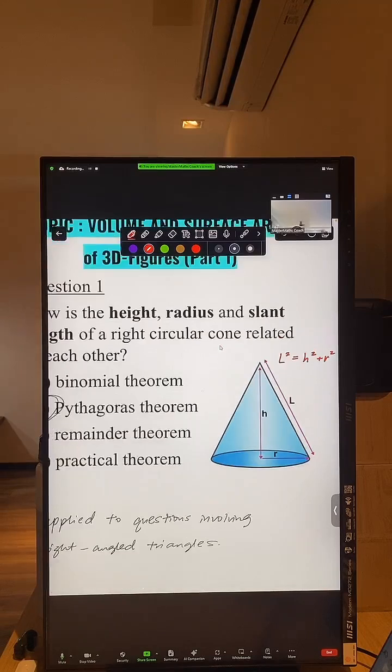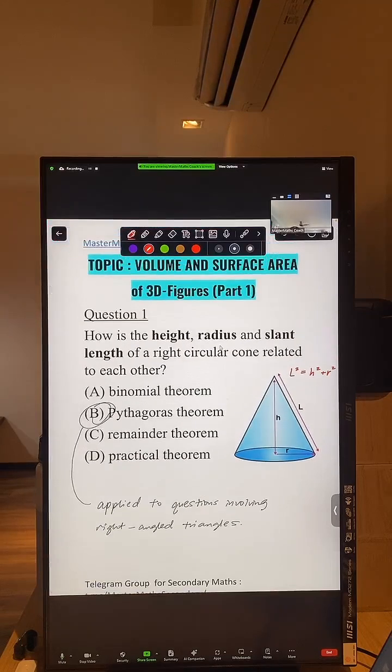Okay, so I hope you all got that. Applied to questions involving right angle triangle. So whenever you see a right angle triangle in trigonometry or in your volume and surface area questions, you know you can apply your Pythagoras theorem.